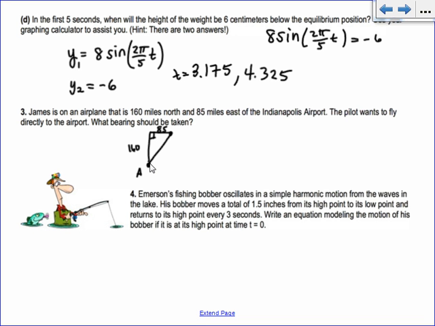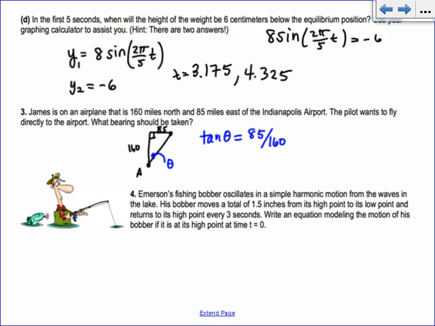All right, so basically we want to find this theta in here. We want to find this angle so we can talk about the bearing that he's on, okay? So we're going to set it up and we're going to have our theta, tangent of theta, is going to be the opposite over the adjacent, 160.